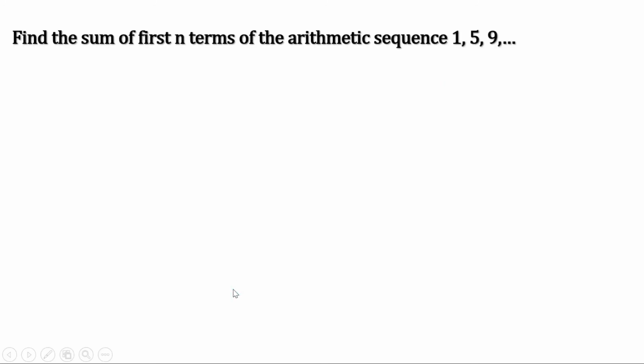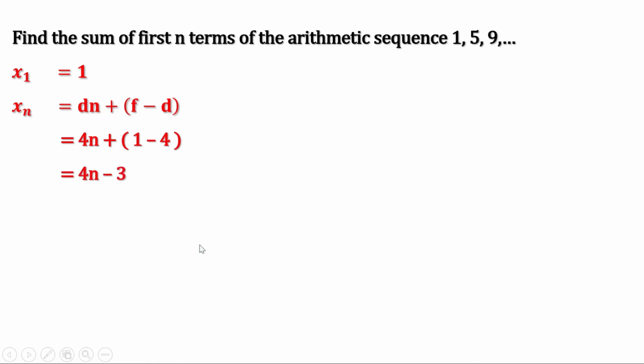Now let us find sum of n terms of the sequence 1, 5, 9, etc. The first term is 1, nth term is dn plus f minus d. Here d, the common difference, is 4. So we can write 4n plus 1 minus 4. 1 minus 4 is minus 3. So we can write it as 4n minus 3.